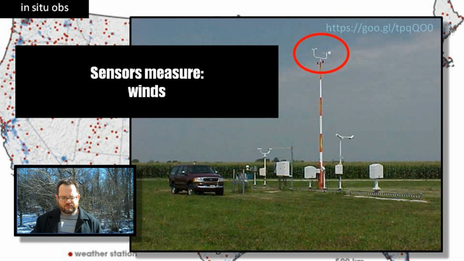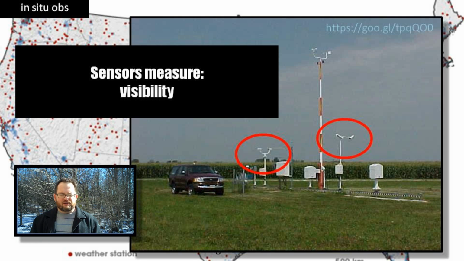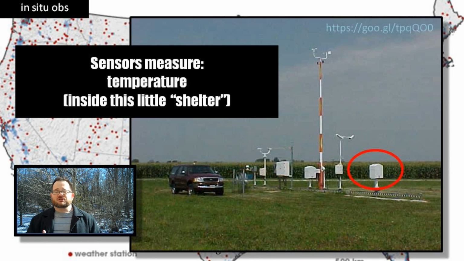You can see that wind vane and anemometer up there on a tower. You can see that there's instruments here. You might not know what those are, but those are measuring the visibility, how clear the air is and so on. And there's other instruments here that are measuring pressure and moisture in the air and temperature inside of this little box.